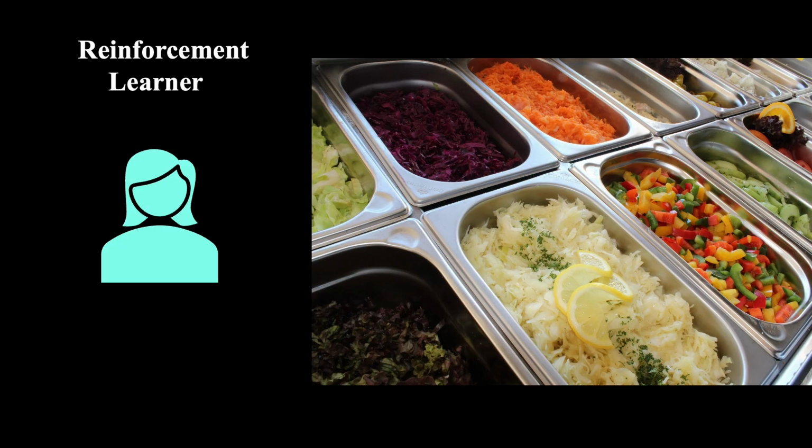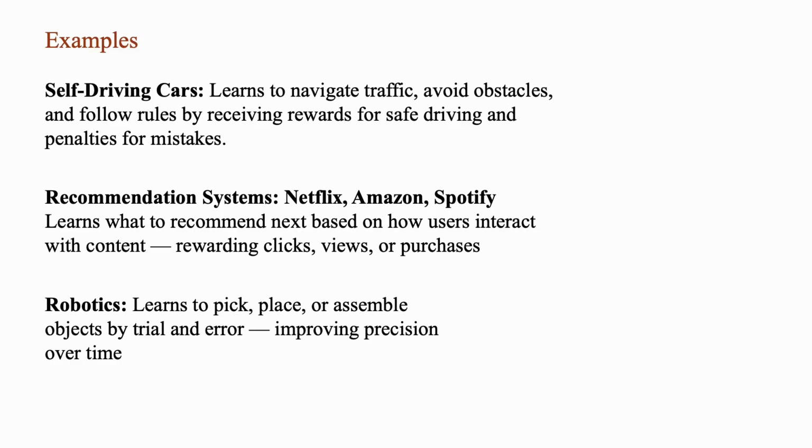For example, reinforcement learning is used in self-driving cars, where the car learns to navigate traffic, avoid obstacles, and follow rules by receiving rewards for safe driving and penalties for mistakes. And recommendation systems, Netflix, Amazon, Spotify, it learns based on our clicks and our views and our purchases. It makes a conclusion that, oh, they like this, that, like that. This is used in the robotics field as well, where the robot learns to pick up, place or assemble objects by trial and error. So it improves precision over time as well.